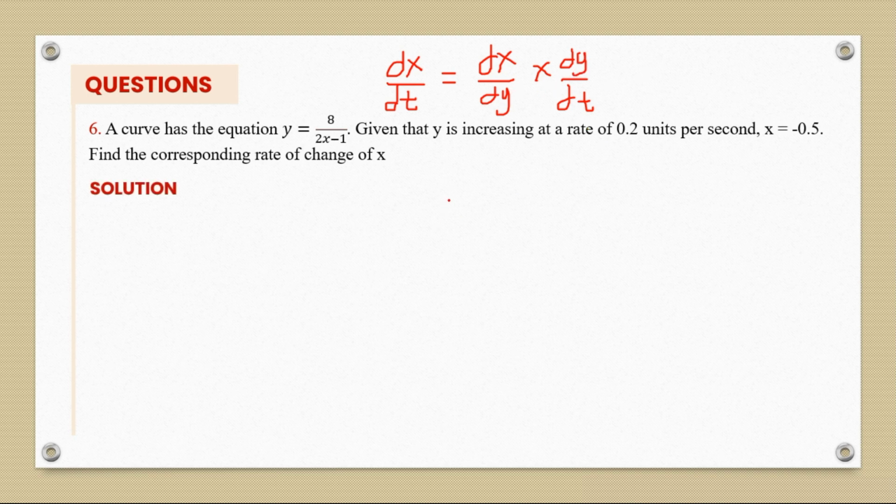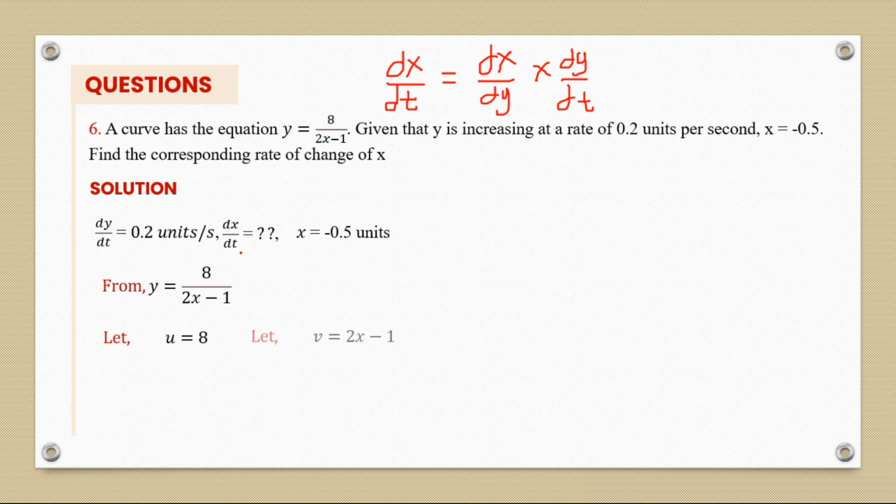So now let's solve this out. We've been told that dy/dt is 0.2 units per second. Then we're looking for dx/dt. And then x has been said to be negative 0.5 units. So now we've been told that y is equal to 8 over 2x minus 1. So first of all, let's differentiate this. We can do that by using the quotient rule.